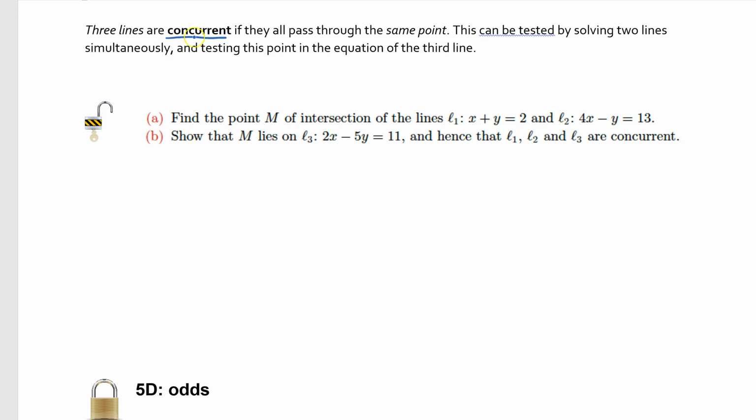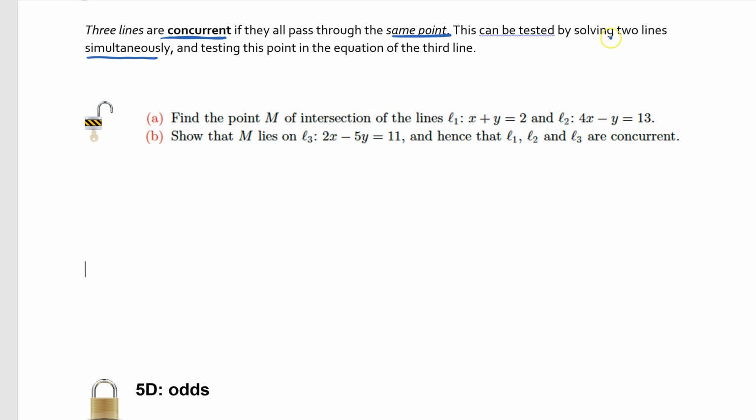So 3 lines are concurrent means they all pass through the same point. And this can be tested by solving 2 lines simultaneously. So we know that the process of finding where 2 lines intersect can be done by solving them simultaneously, and then testing this point in the equation of the third line. It's also possible, but we wouldn't do it, to prove that 3 lines are concurrent by solving all 3 equations simultaneously. But we've seen what a trial that process is.